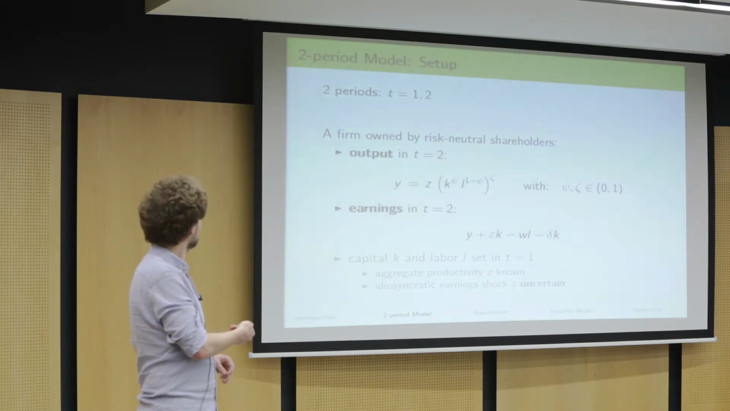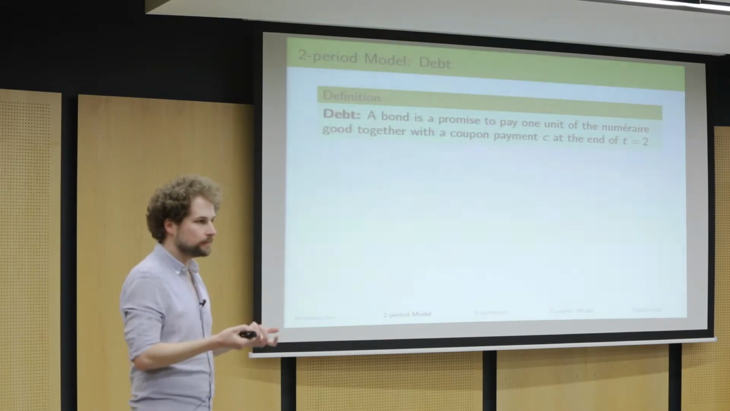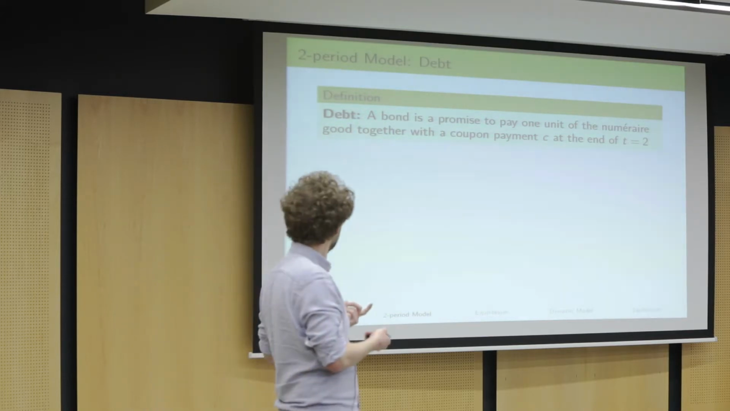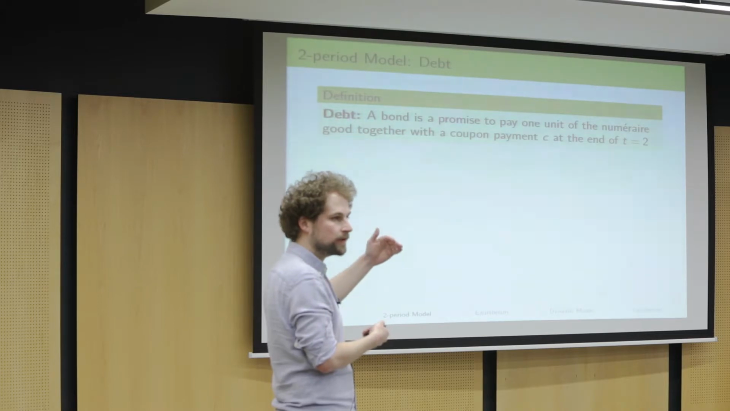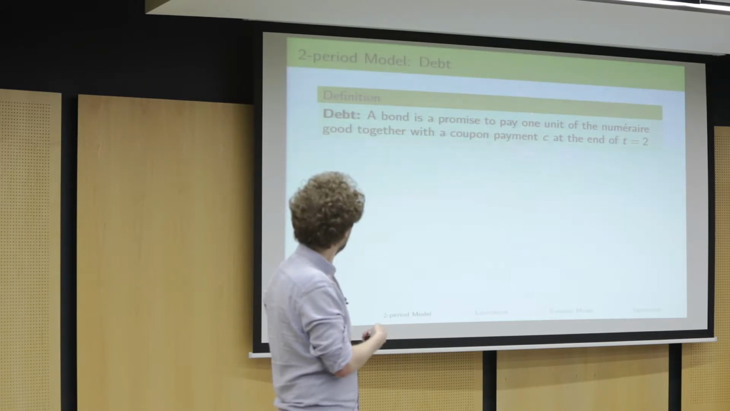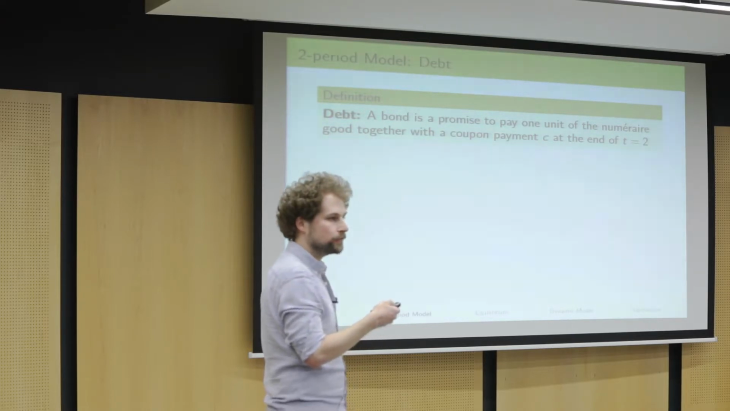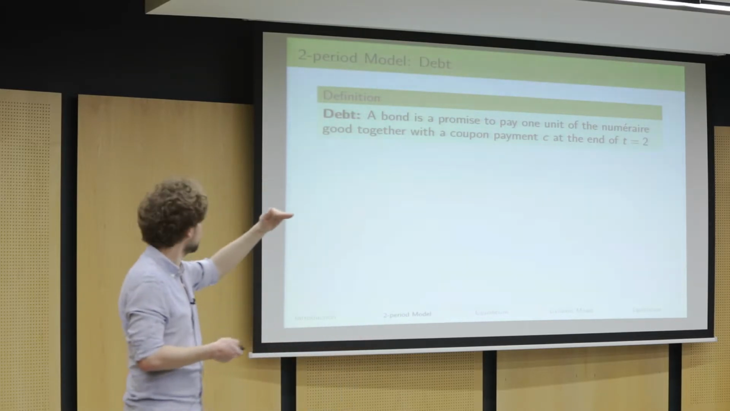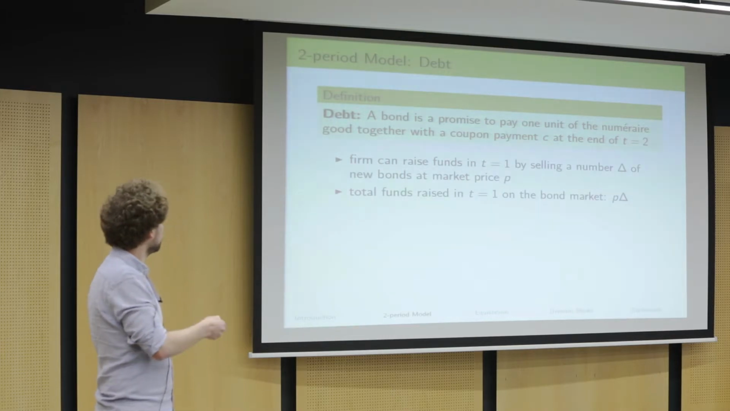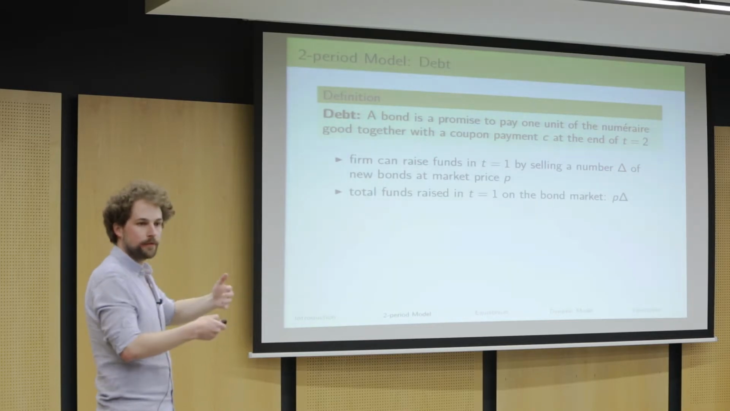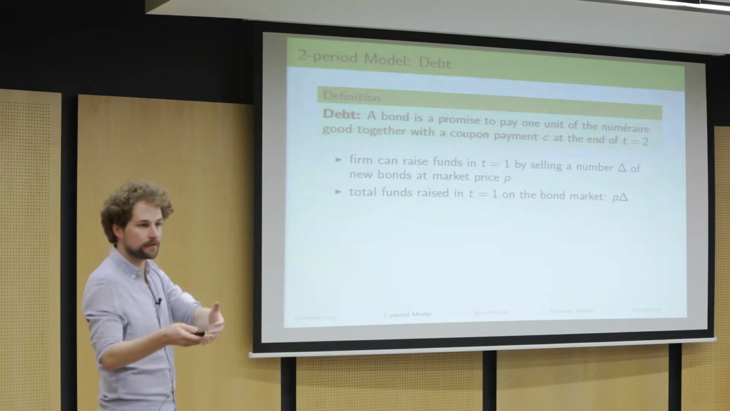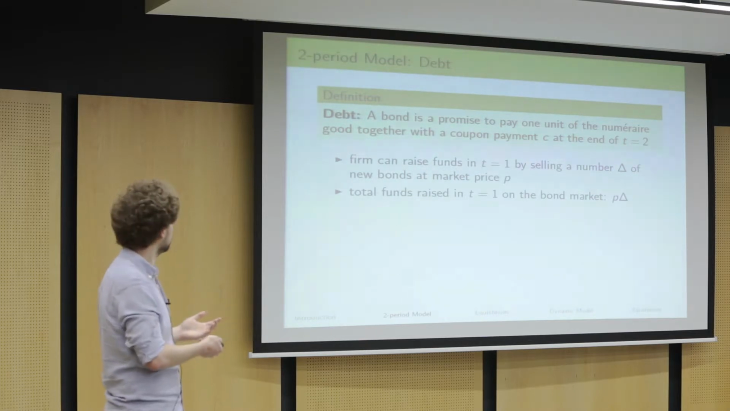And this capital, you finance in two ways. One is debt. So this firm can sell a bond, and this bond is a promise to pay 1 unit of the numeraire good together with the coupon payment C at the end of period 2. If you sell a number delta of these bonds, and there's a market price P for these bonds, then you raise the amount P times delta on the bond market in period 1, and you can use these funds to buy capital. That's one thing which you can do.